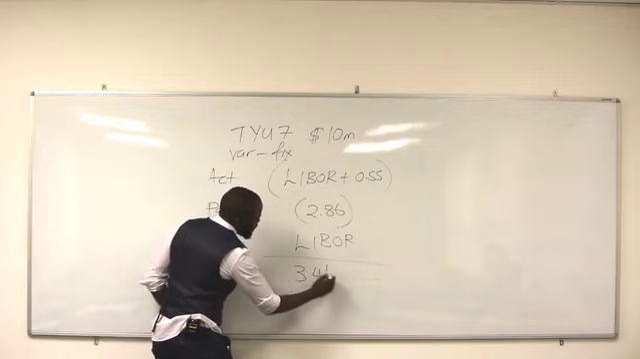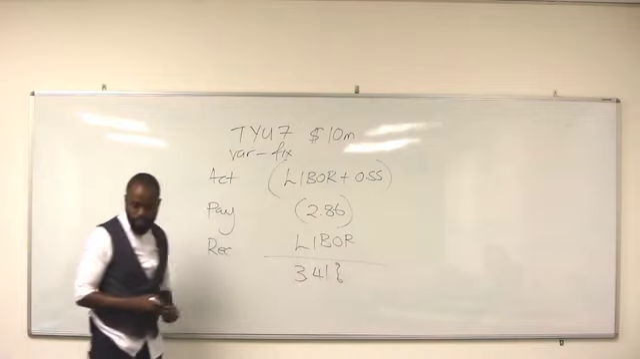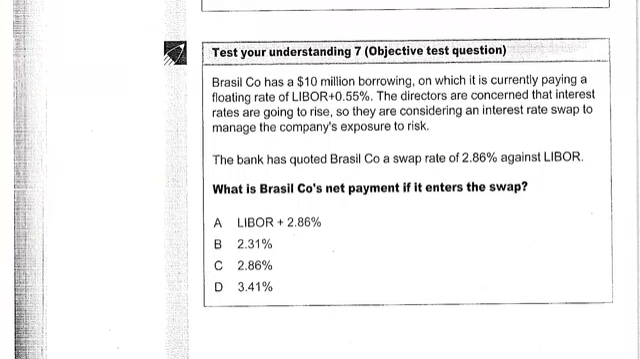The total payment will be 3.41%. It asks, what is Brussels company's net payment if it enters into the swap? So the net payment will be 3.41%.